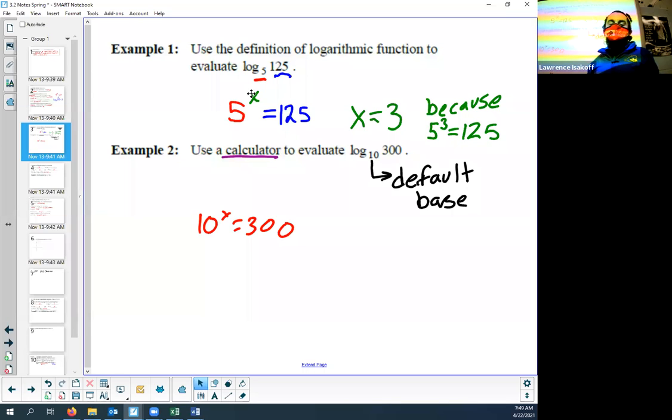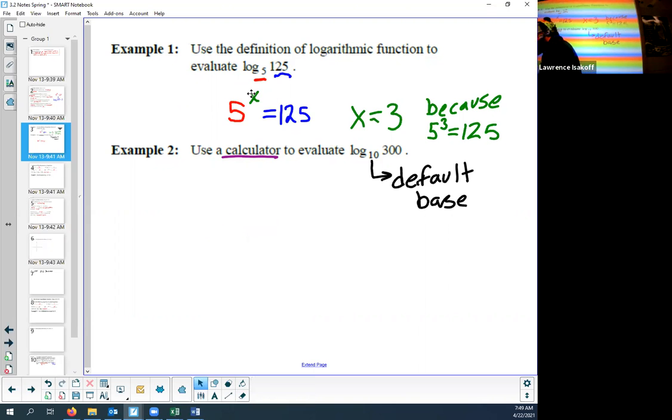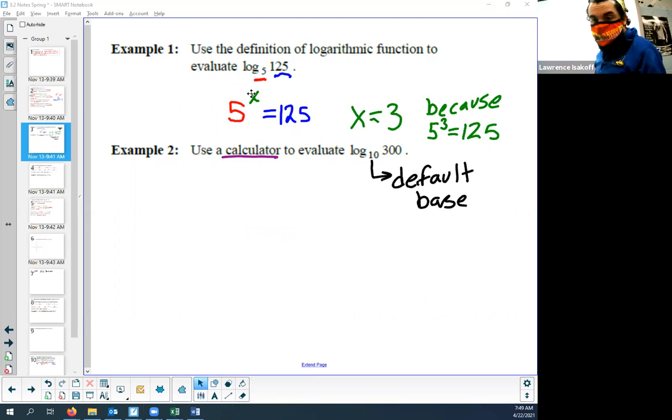That seems like a pain in the butt to try and figure out exactly where, right? Dealing with these decimal exponents, you're like, I don't know how to deal with that. That's where the calculator comes in. So we ran into a dead end here. So we're going to use the calculator.